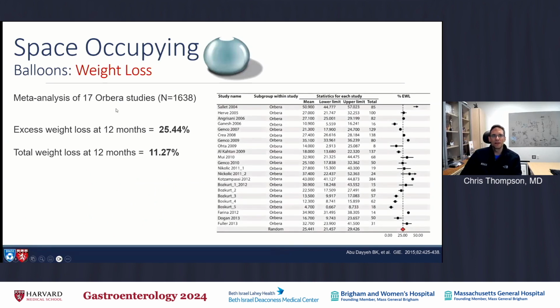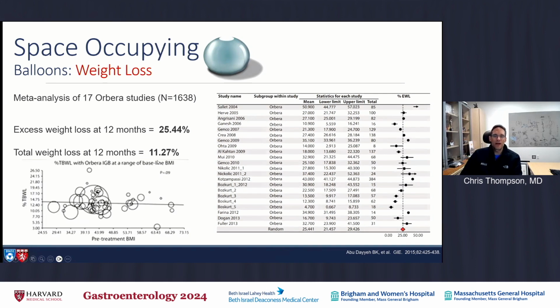So this is a meta-analysis looking at 17 studies with over 1,600 patients. They found that the total weight loss at 12 months was 11.27%. And there are several big studies there.